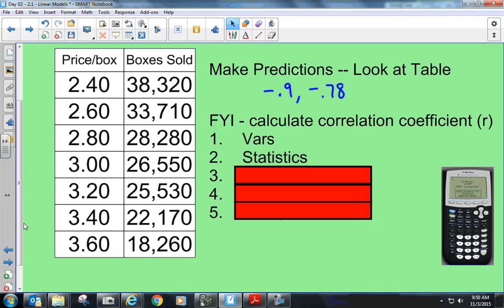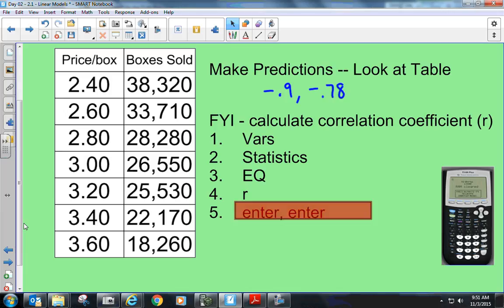Okay. In order to calculate your correlation coefficient, which is your R value, you go to vars and hit statistics. Then you go to EQ and select the number R. You hit enter to select R. You hit enter one more time so the calculator actually evaluates what R is.